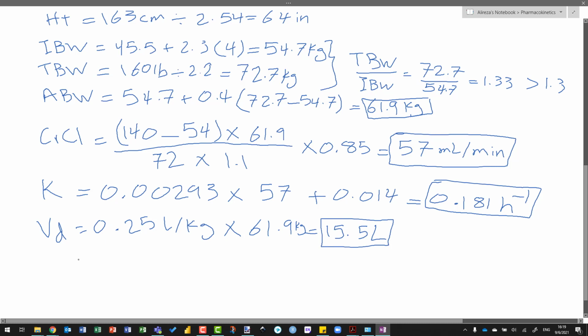One thing I forgot to calculate with the K is that you can actually get the half-life. So half-life equals ln of 2 divided by K, which gives you 3.8 hours.